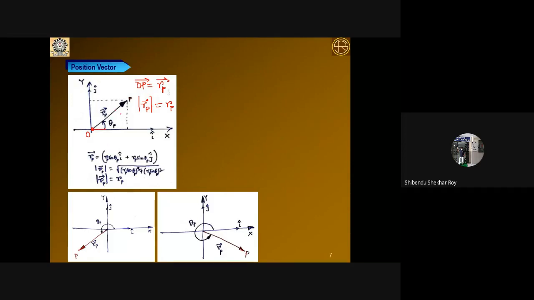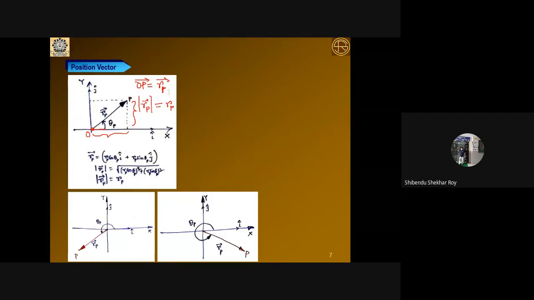So its x component will be obviously rp cos theta, and y component will be your rp sin theta p. So rp cos theta p dot product i cap plus rp sin theta p j cap. So this is the vector representation. So mod value equal to root over of the x component square plus y component square, and that has been mentioned here.